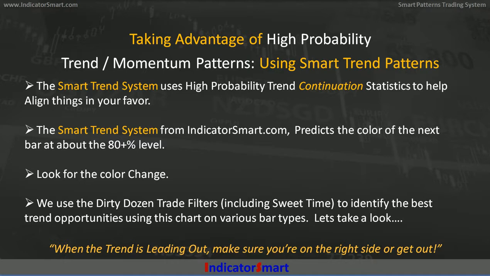So what you want to look for on the charts we're about to look at is the color changes. And then we can use the dirty dozen trade filters that we use, for example, sweet time, to identify the best trend opportunities using this chart and various bar types. I'm also going to cover some other of the dirty dozen a little bit later in this video to help you to get even more firepower behind your trend trades.